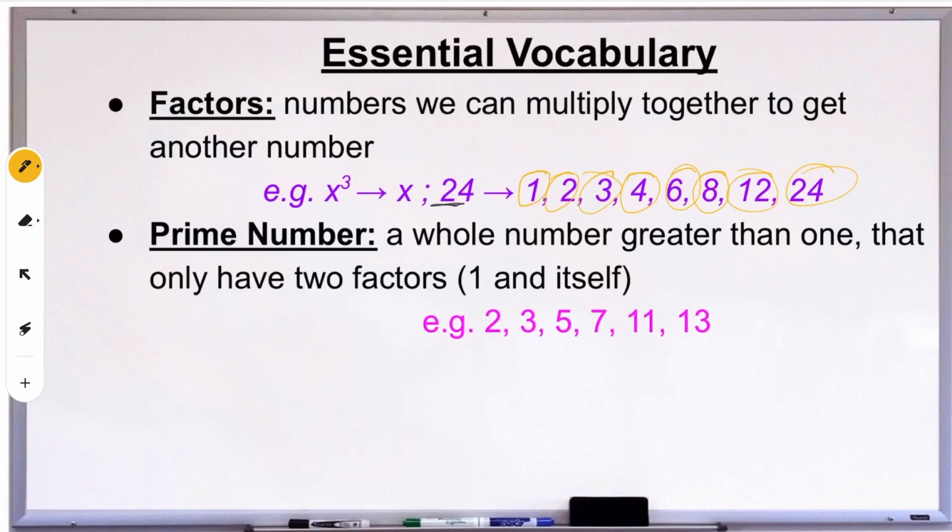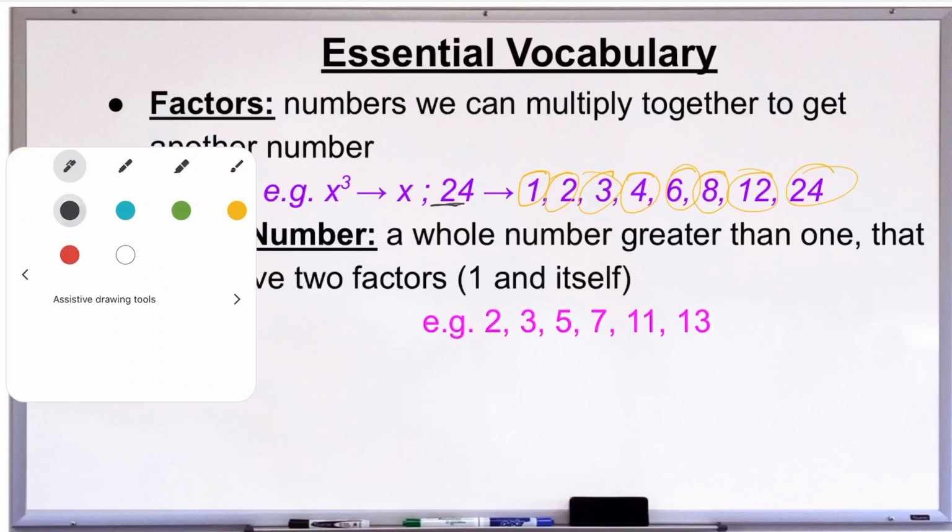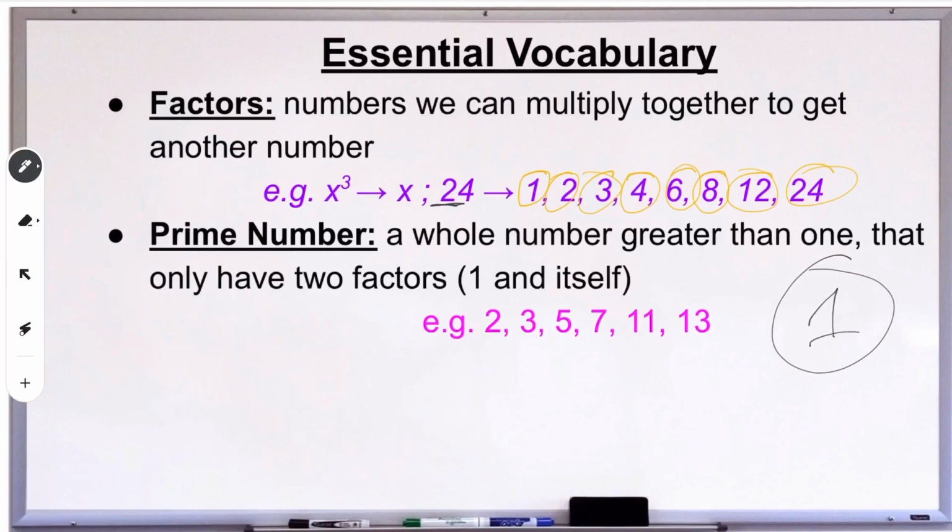A prime number. Prime numbers are whole numbers greater than one that only have two factors, one and itself. One is not a prime number because it is not greater than one.